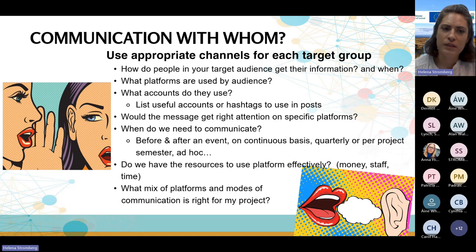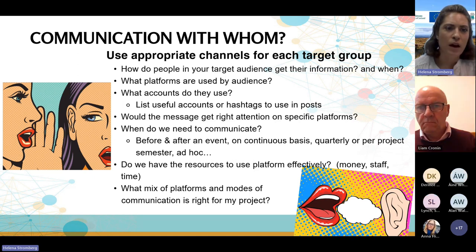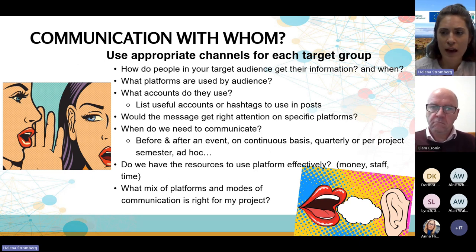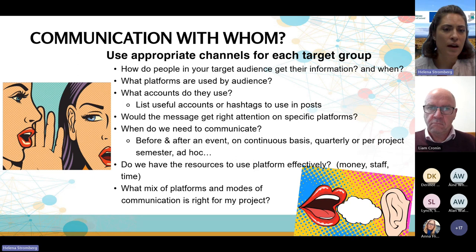And what platforms does that audience use? Are there any specific accounts that they use or any specific hashtags? You can make note of those accounts and hashtags for social media, and you can use those to help target that group or those networks that already exist in your own posts and broaden your own reach in that way.